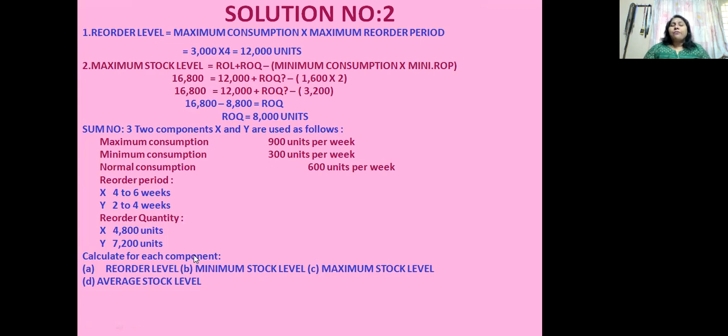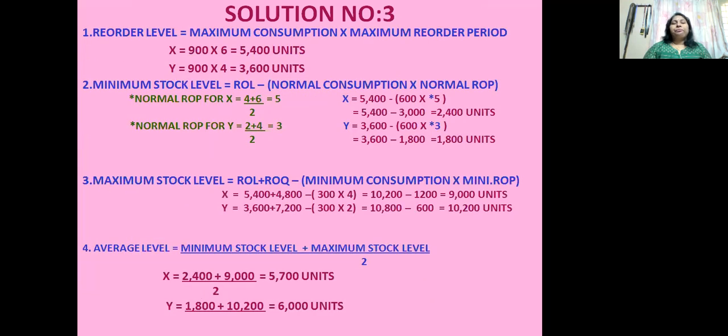We need to calculate for each component the reorder level, for X how much, for Y how much. Minimum stock level for X how much, Y how much. And like that, maximum stock level, X is question mark, Y is question mark, and average stock level. So we need to calculate. This is one of the problem models when we have two components, how to calculate stock levels. Let me check how I worked it out here.